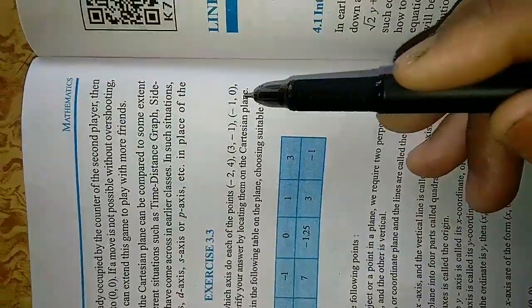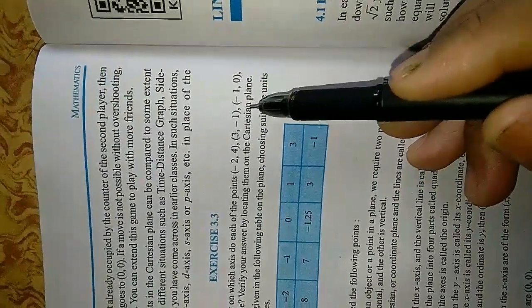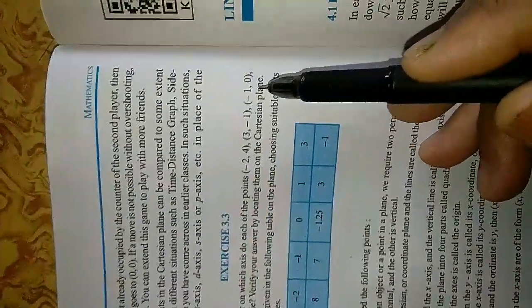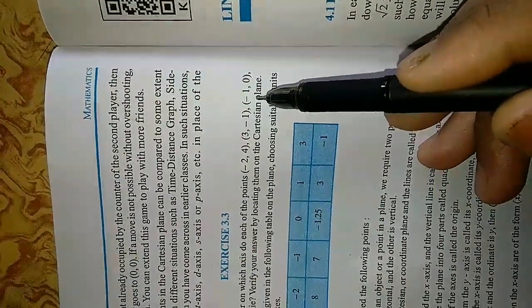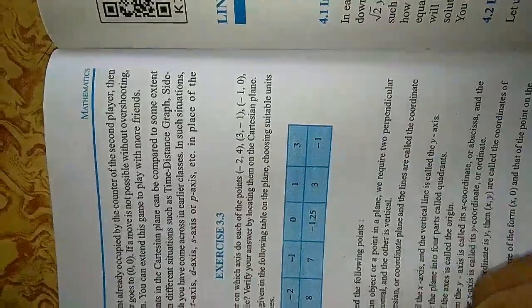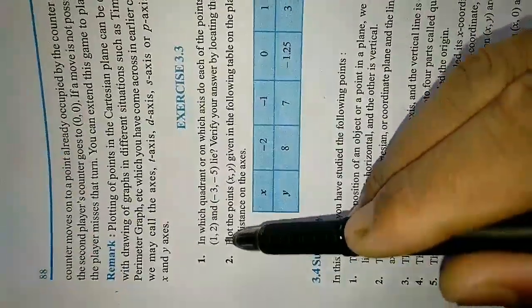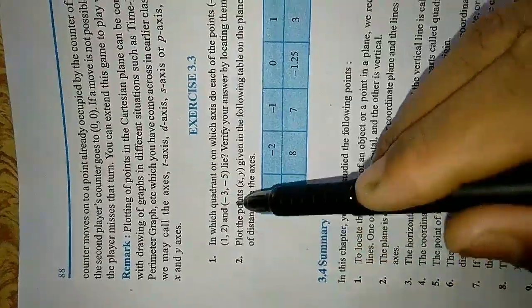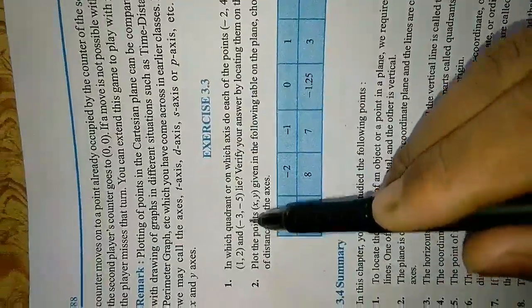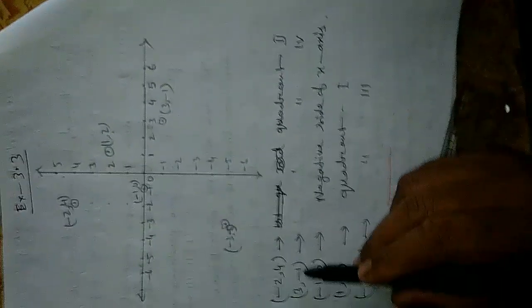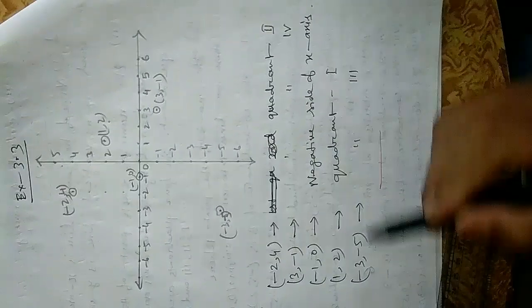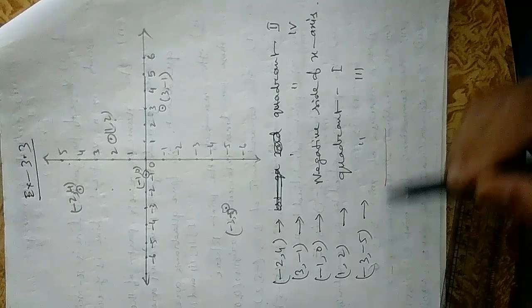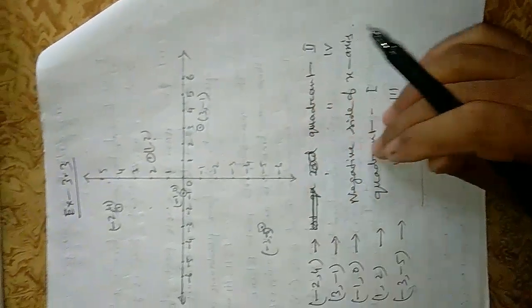And next -1, 0. Y value 0, x value -1. Y value 0 means what? It is on the x-axis, ordinate 0. So it is on the negative side of the x-axis. Then 1, 2, positive, positive, so it is in the first quadrant. Then -3, -5, both are negative, so it is in the third quadrant. I have written this one. You can write from here.